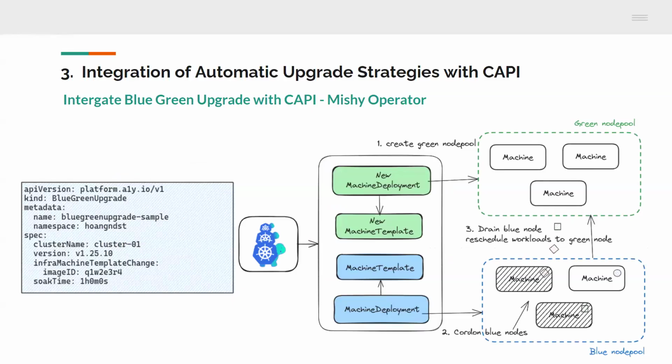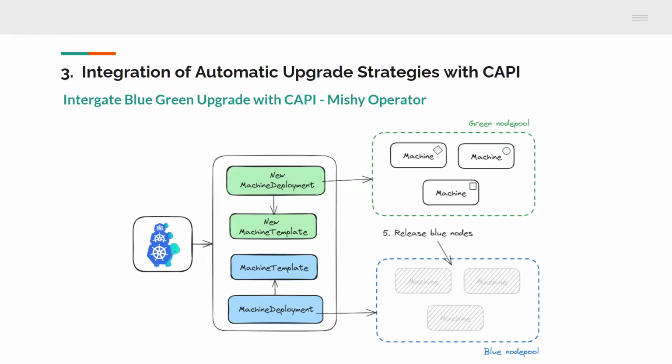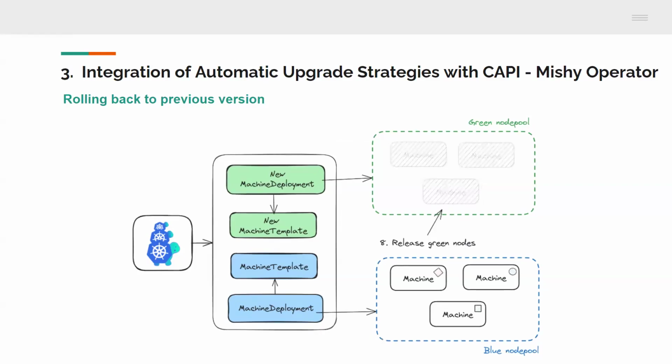The concept of blue-green upgrades is that you create the green node pool with a number of nodes equal to the old node pool, and then you move the workload to the newest one. Once your application is ready on the green nodes, you wait a short time to observe the workload and make sure the application works fine. If it works fine, you can release the blue nodes after the duration. But if not, you have the rollback option: drain the green nodes, and the workload will get back to the blue node pool, and you have the old version Kubernetes cluster.